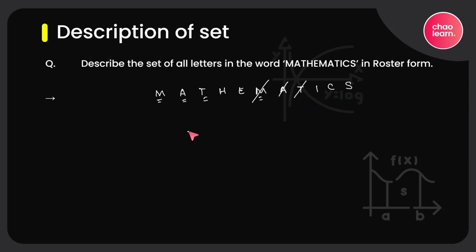So finally we write the set enclosed in braces. We write it as M, comma separated, A, T, H, E, I, C, S, bracket closed. So that's exactly how we represent this set in the roster form, right? Enclosed in braces, comma separated, and we have not repeated any element over there, right?